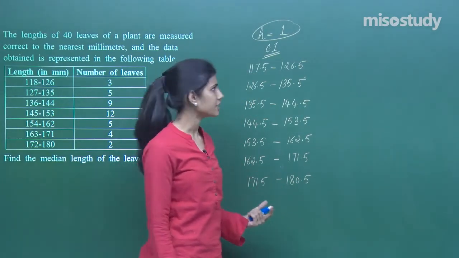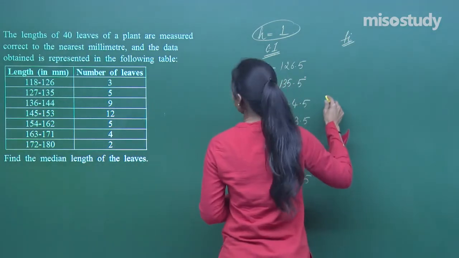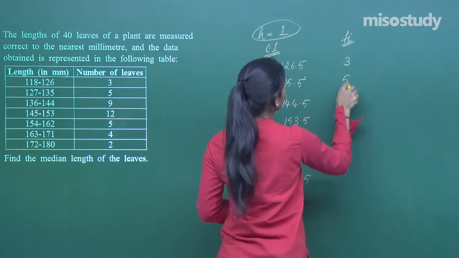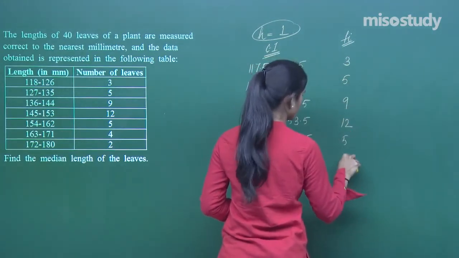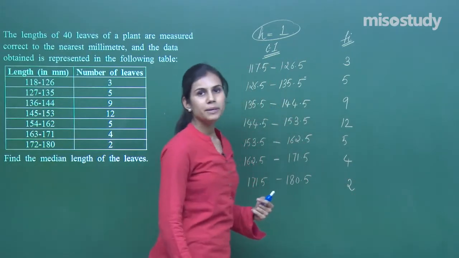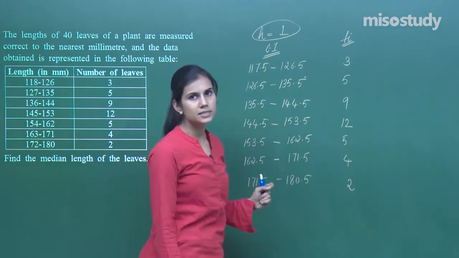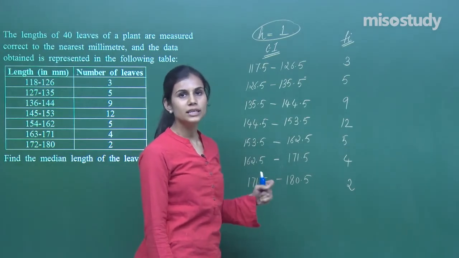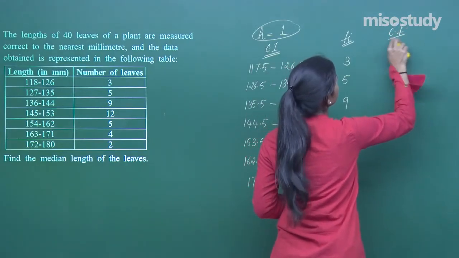We have done that in the theory lectures. Frequency remains unaltered. It is 3, 5, 9, 12, 5, 4, 2. In order to get the median, always you need to have class intervals as continuous. Now that I have made the class intervals continuous, I am in a position to use my formula to compute the median, which requires the cumulative frequency table as well.